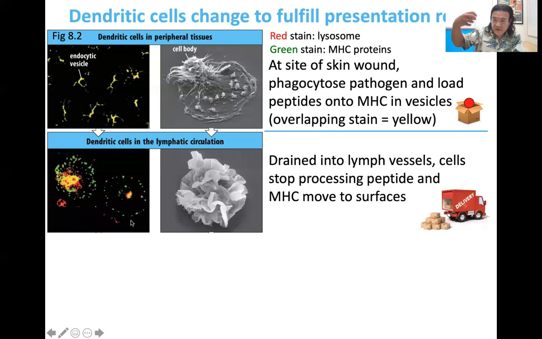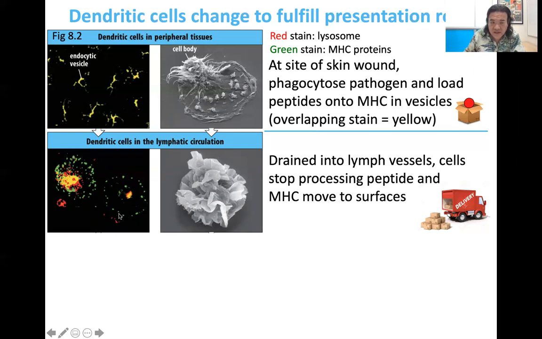Then, once the dendritic cell has done that and it's drained into a lymphatic vessel, now it becomes like the delivery truck. And the delivery truck is going to be moving through the lymph vessel on its way to a lymph node. So morphologically, you can see the shape of the dendritic cell changes quite a bit. Now it has this kind of ruffled appearance to it.